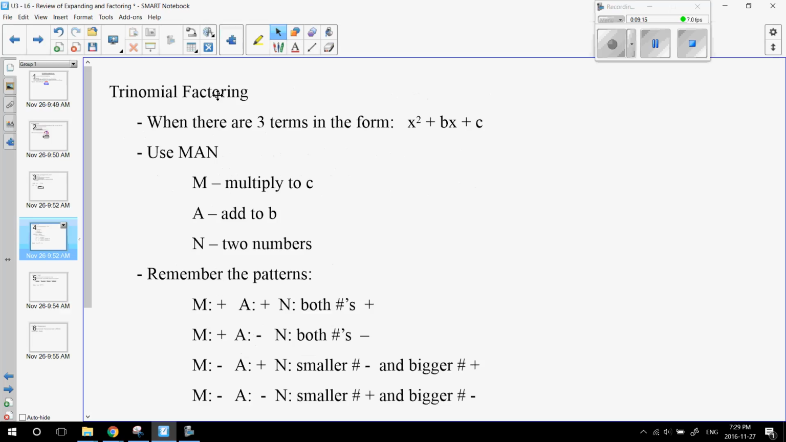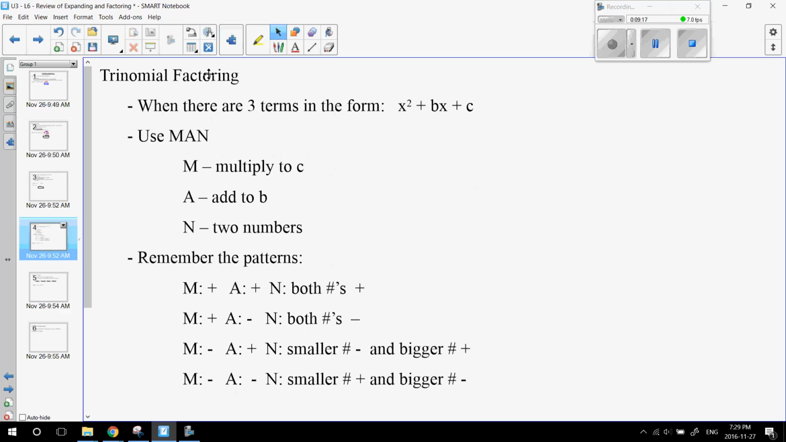The next type of factoring that we looked at was trinomial factoring. Trinomial factoring was when there were 3 terms, and it was typically always in this form here. We'd have an x squared, some number with the x, and then some number by itself at the end. Remember, whenever there are 3 terms, we use our MAN statement.